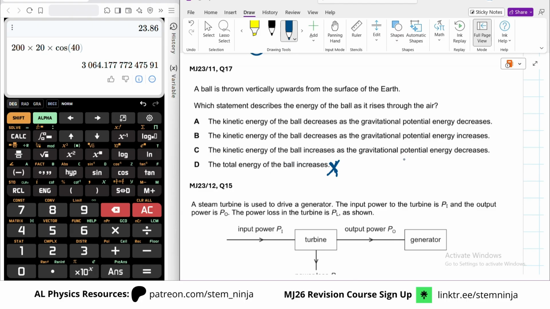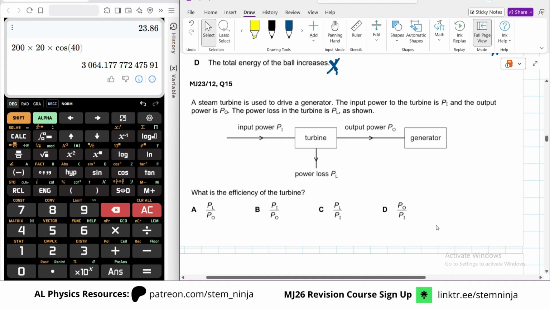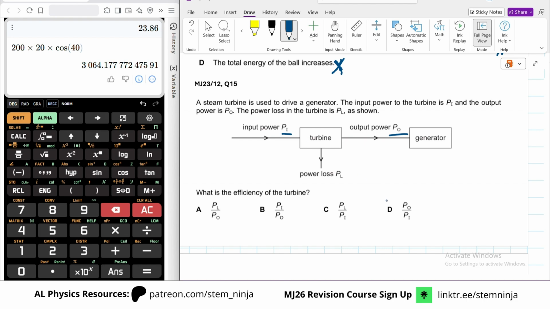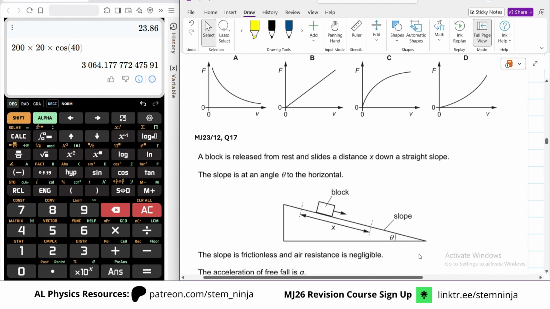Kinetic energy of the ball increases as the gravitational potential energy decreases. No, it's the other way around. Kinetic energy of the ball decreases as the gravitational potential energy increases. So this is correct. And what is the efficiency of the turbine? Power output over power input. I think we can move on to paper 2 questions now.